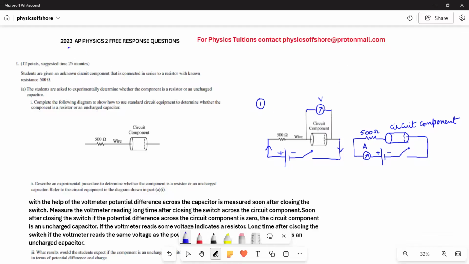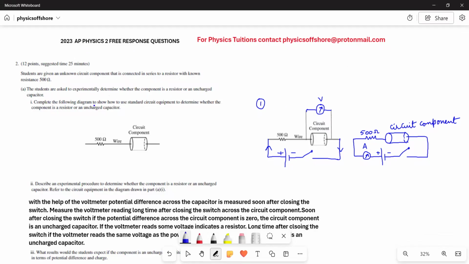This is a 2023 AP Physics 2 FRQ. Students are given an unknown circuit component that is connected in series to a resistor with known resistance 500 ohms. The students are asked to experimentally determine whether the component is a resistor or an uncharged capacitor.